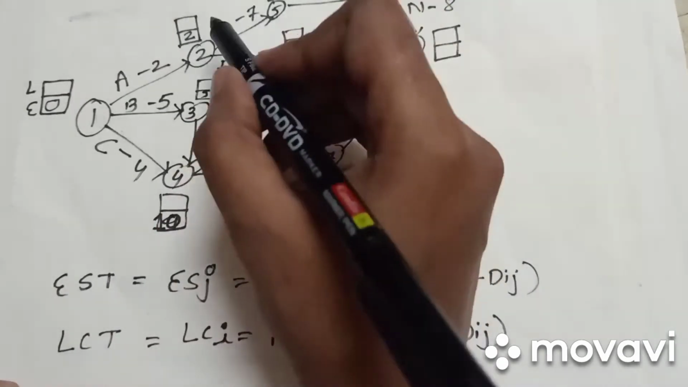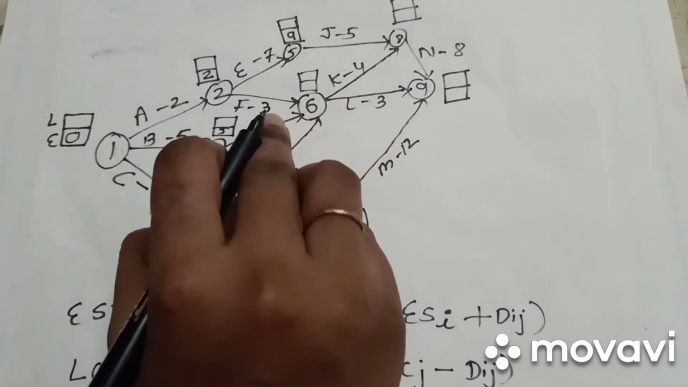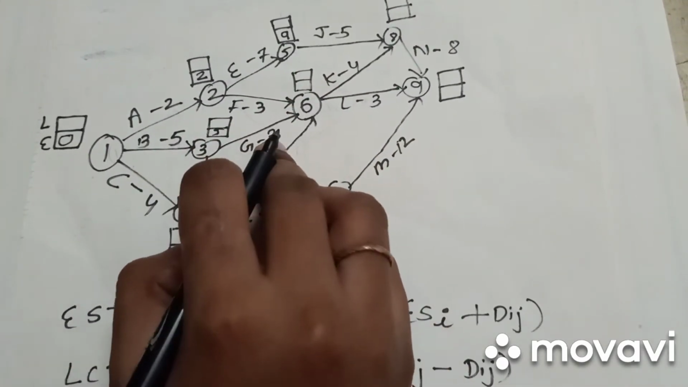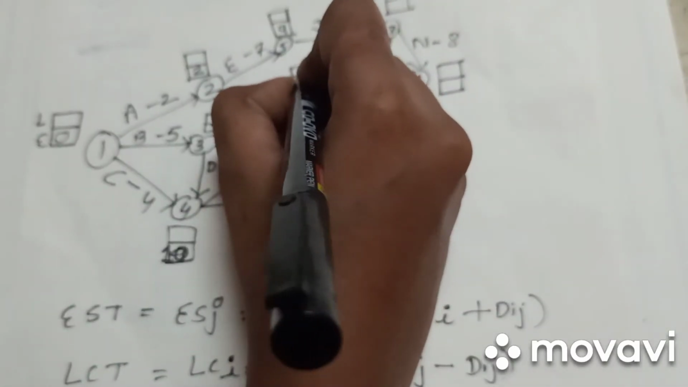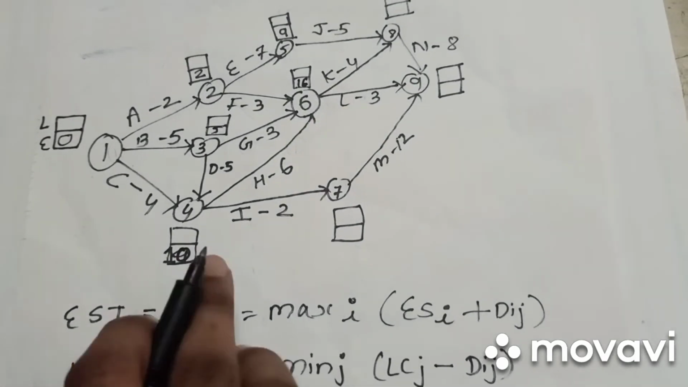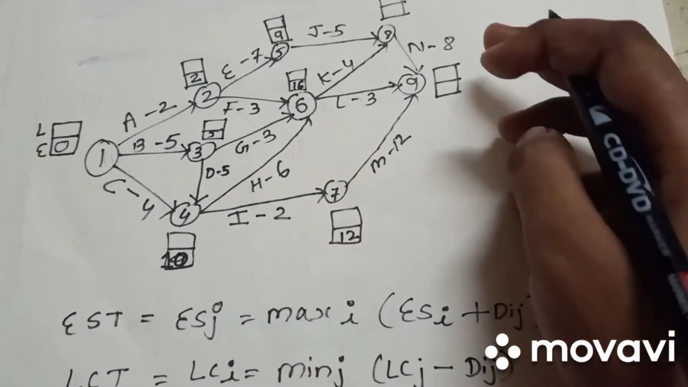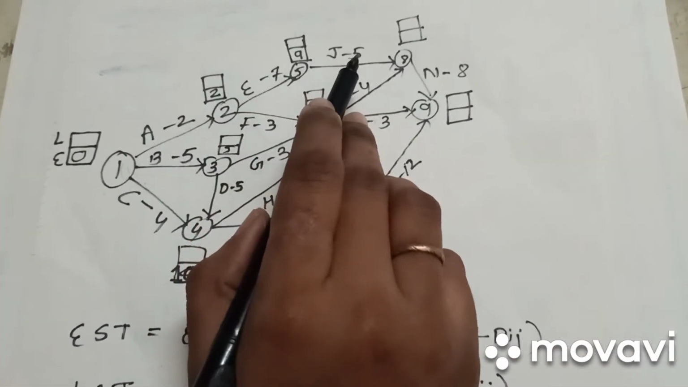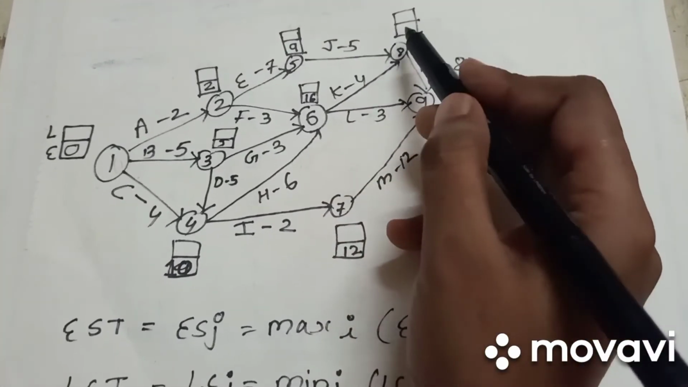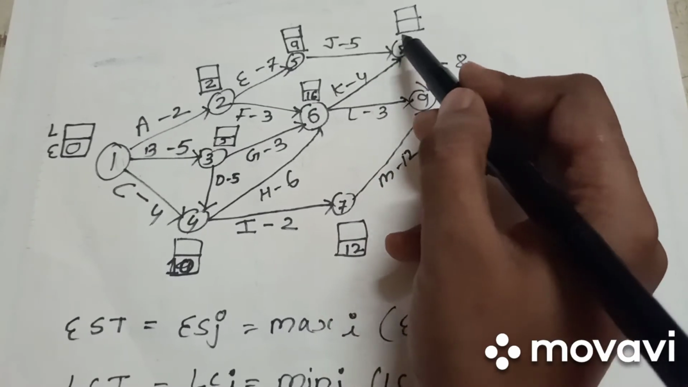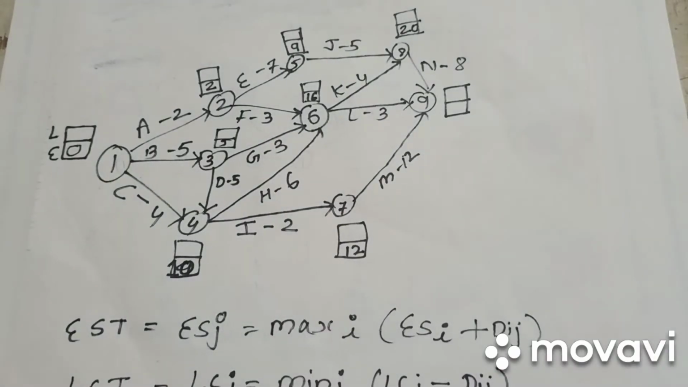After A, B, C, D, E: 2 plus 7 is 9, 2 plus 3 is 5, then 5 plus 3 is 8, and 10 plus 6 is 16. So 16 is the highest, so we take the highest amount. After this, I: 10 plus 2 is 12. Then 9 plus 5 is 14, and 16 plus 4 is 20. Here J and K are interrelated activities for the node, so the maximum amount is 20. So we take 20.